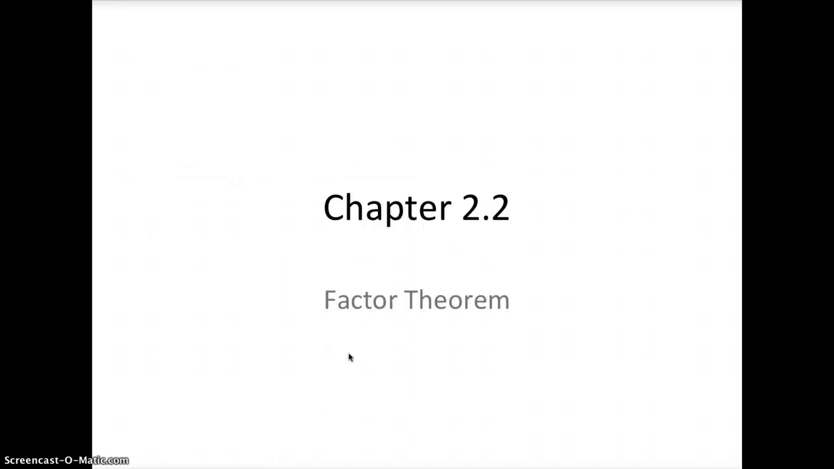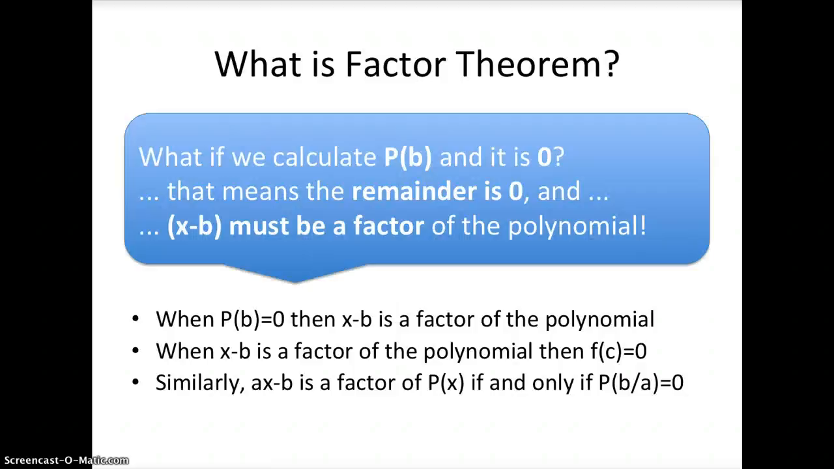Okay, chapter 2.2, which is the factor theorem. So what is the factor theorem? What if we calculate P(b) and it is 0? That means the remainder is 0, and x minus b must be a factor of the polynomial. When P(b) equals 0, then x minus b is a factor of the polynomial. When x minus b is a factor of the polynomial, then P(b) equals 0. Similarly, ax minus b is a factor of P(x) if and only if P(b/a) equals 0.